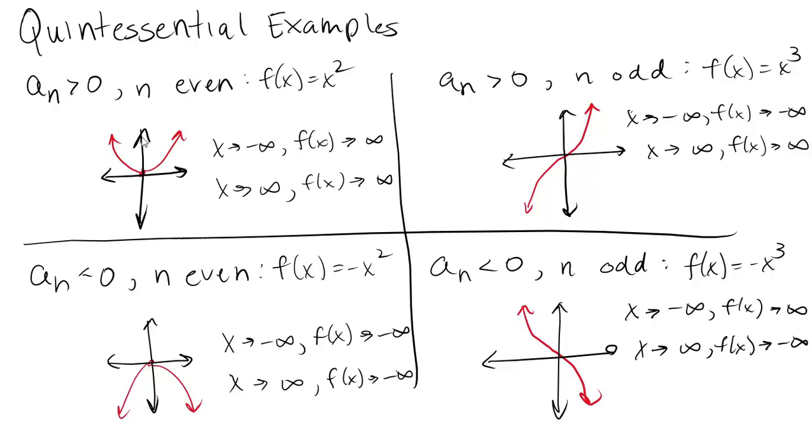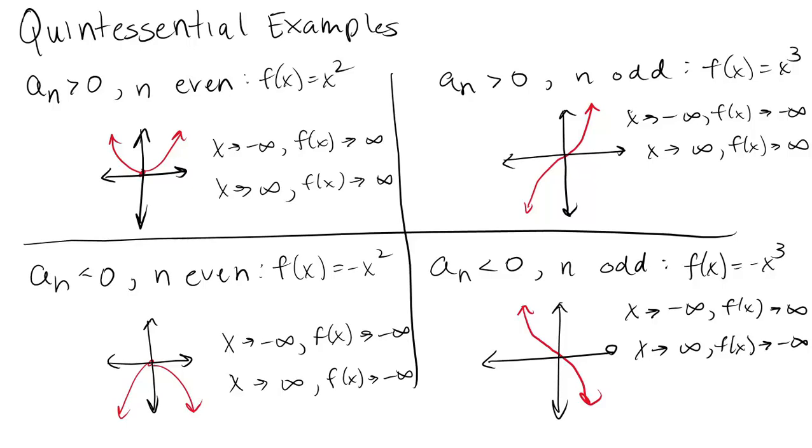That's my quintessential example. If a sub n is negative and n is even, we said that both ends should point down. My reference graph for that is the negation of x squared. I know that that's a parabola that opens downward. Both the end behavior on the left and the right is to tend towards negative infinity, just like a parabola that opens downward.